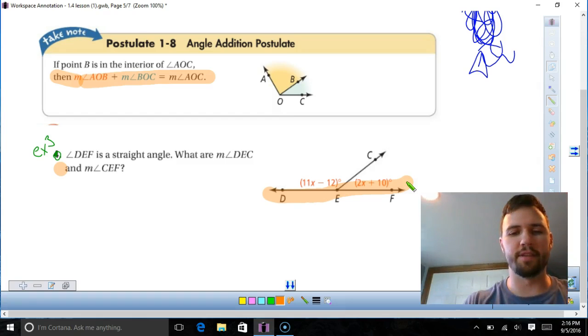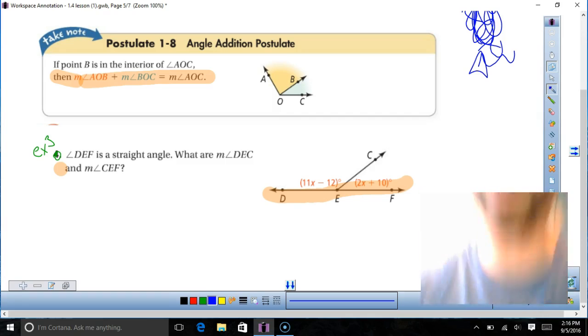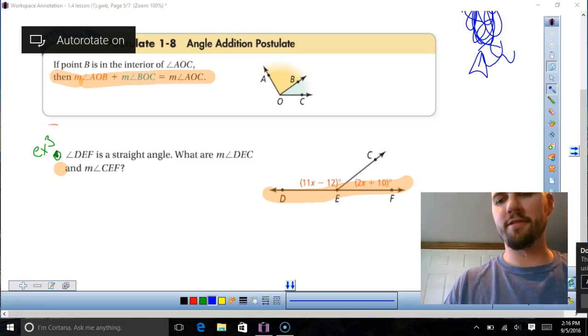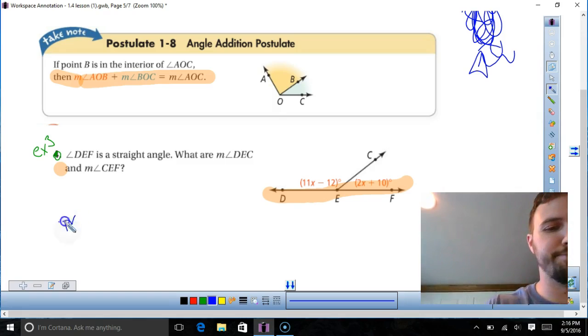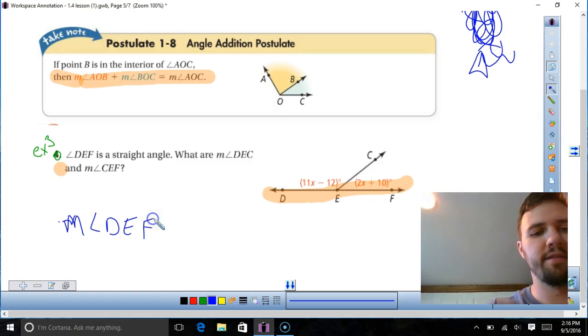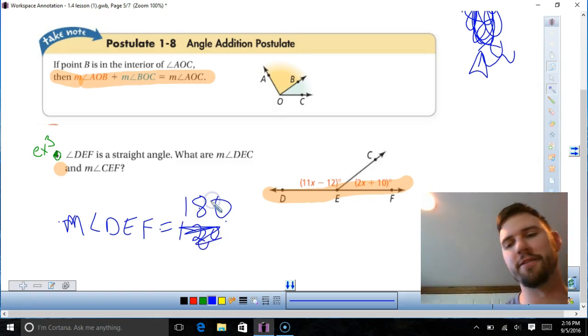So let's think about this then. I'm trying to flip this. So that means the measure of angle DEF is 180 degrees. I'm having technical difficulties. The rest of the videos are much better, trust me.